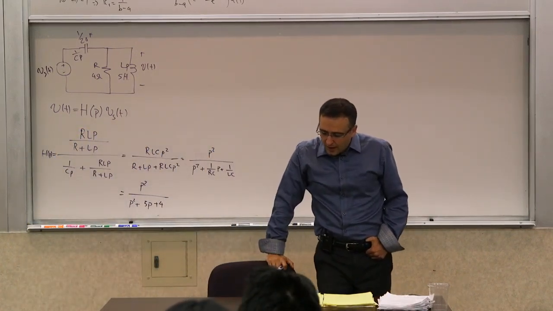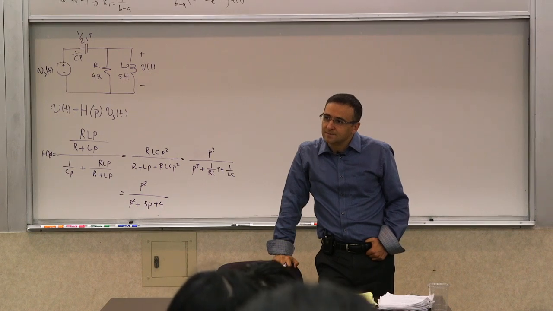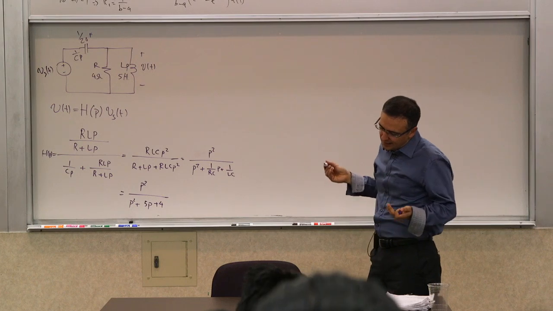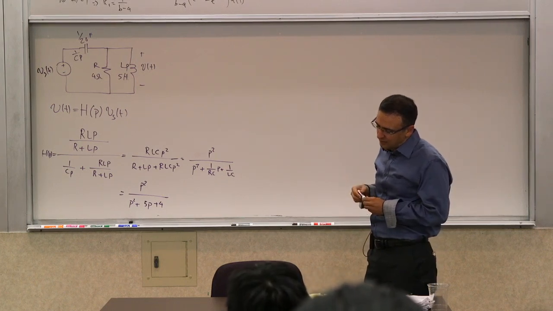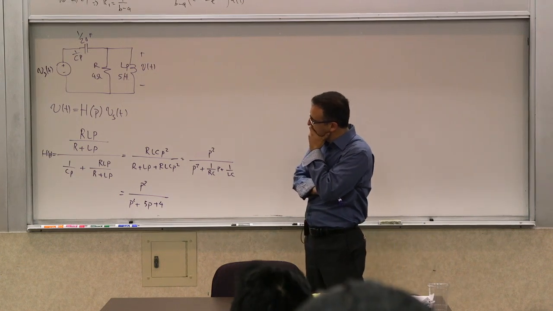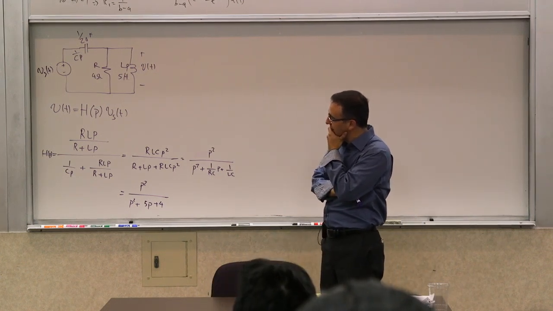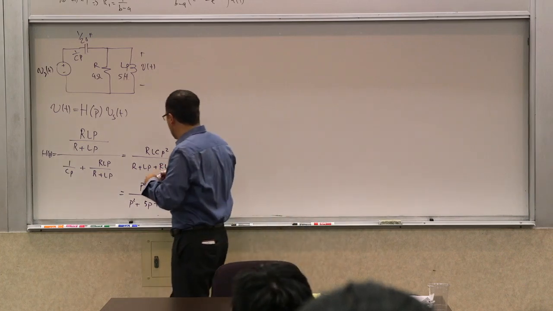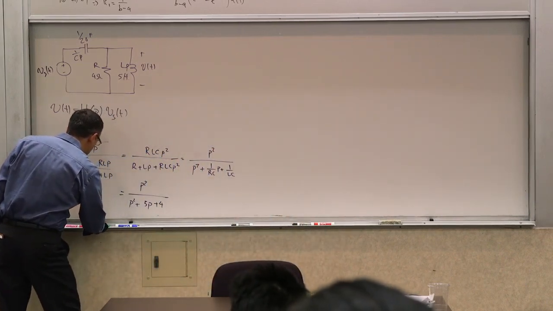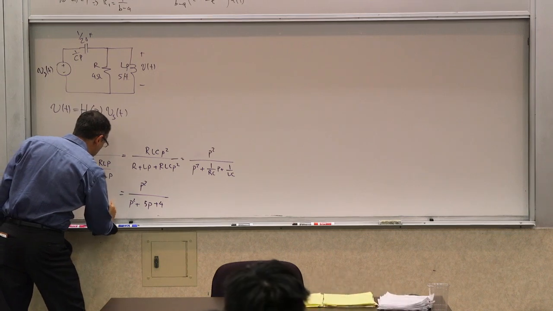So I have to factor this, right? First thing is that I have to factor it. I need to find what the factors are. Do we know what the factors are? What are they? 1 and 4, right? So this really can be written as p plus 1 times p plus 4.